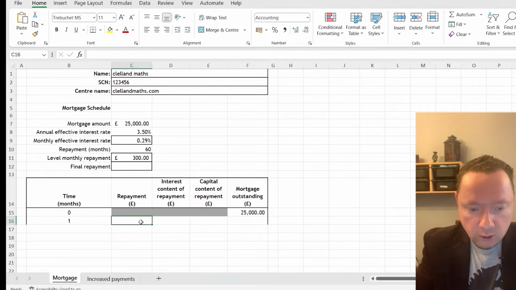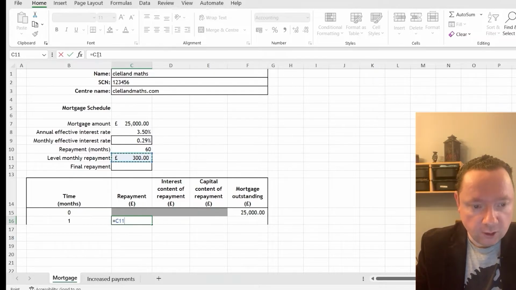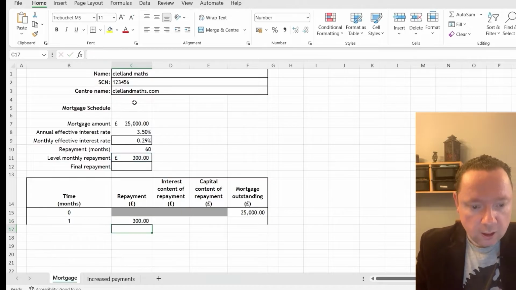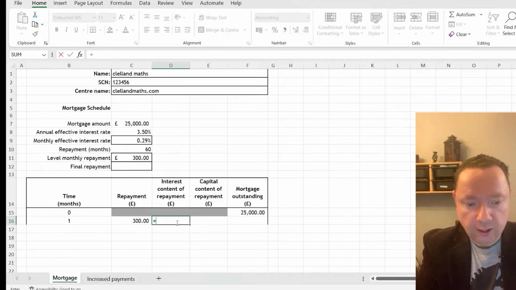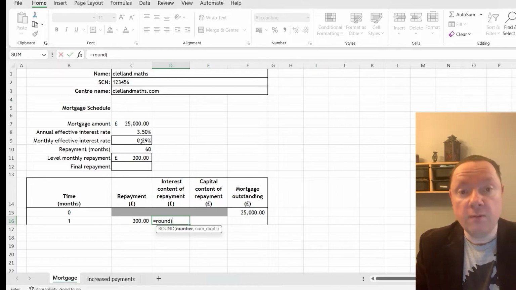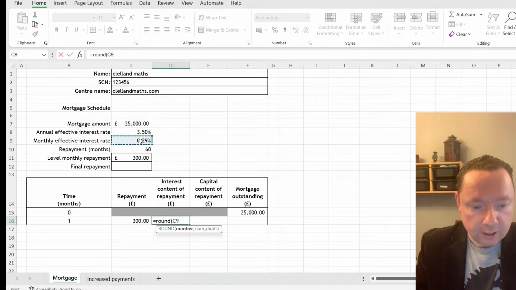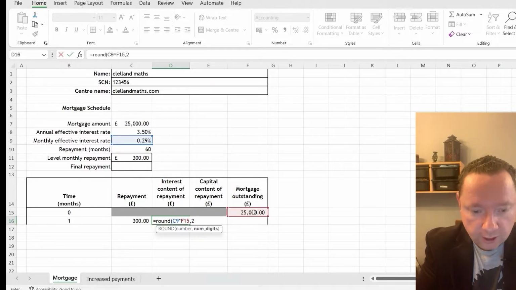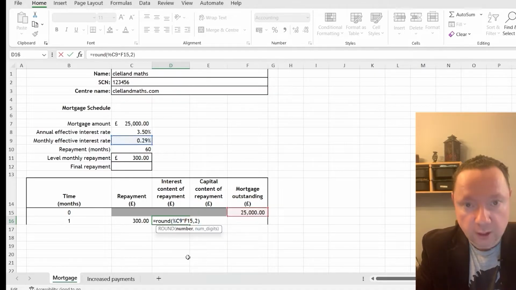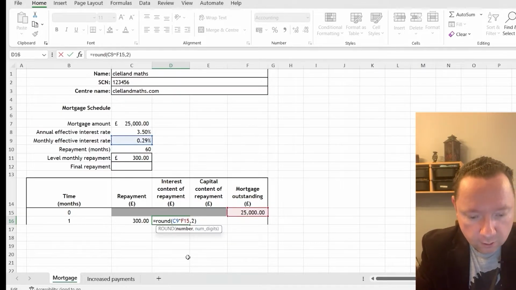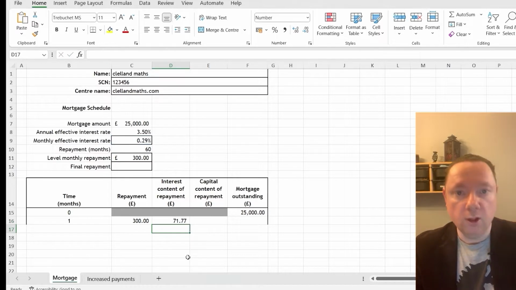So that equals this one, but that's outside the table, so you need dollars. Interest content of repayment equals round, because we're going to do it to 2 decimal places, and it's monthly effective rate times the mortgage outstanding, 2 decimal places, but we want dollars on anything outside the box. So that's looking good.